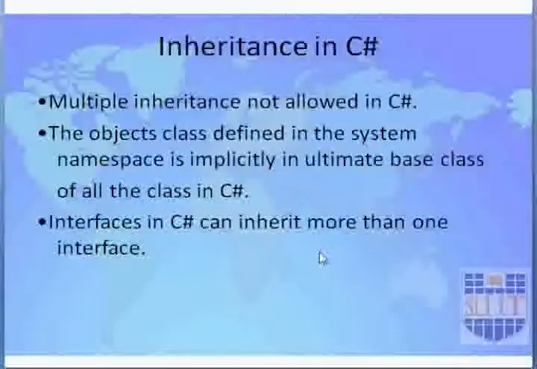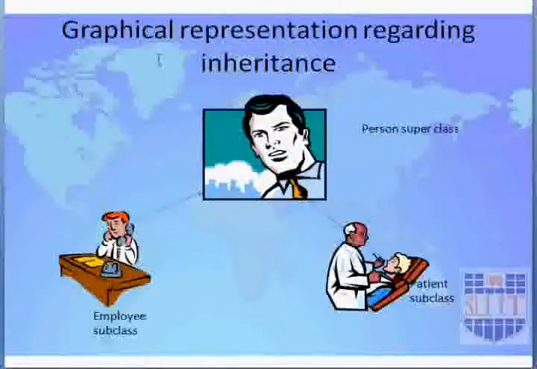Firstly, let's describe the special things about inheritance in C#. Multiple inheritance is not allowed in C#. The object class defined in the system namespace is the implicit ultimate base class of all classes in C#. Interfaces in C# can inherit more than one interface. This is a graphical representation of inheritance. Employee can be a person. Patient can be an employee.